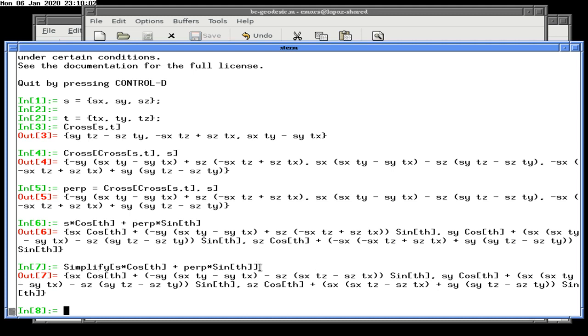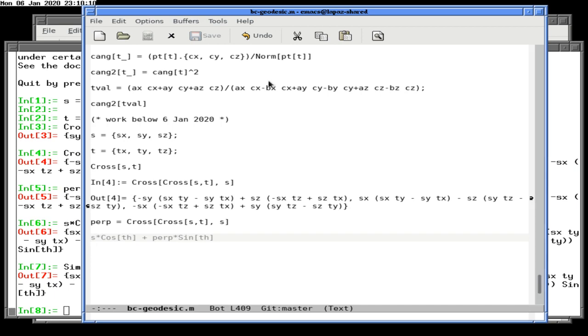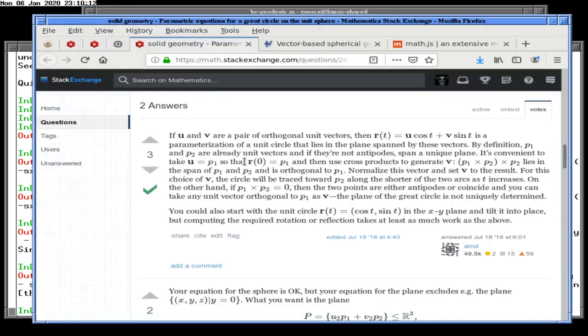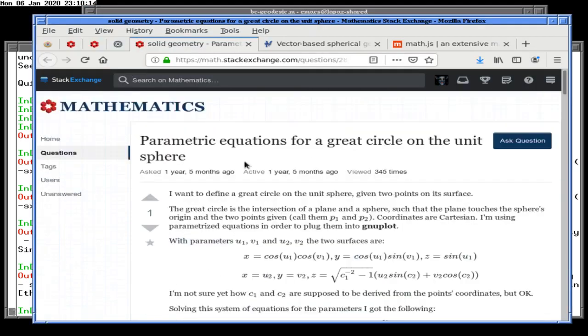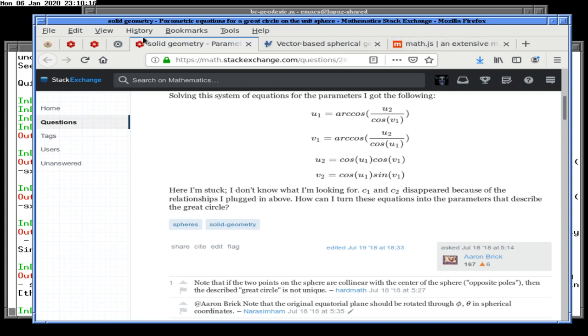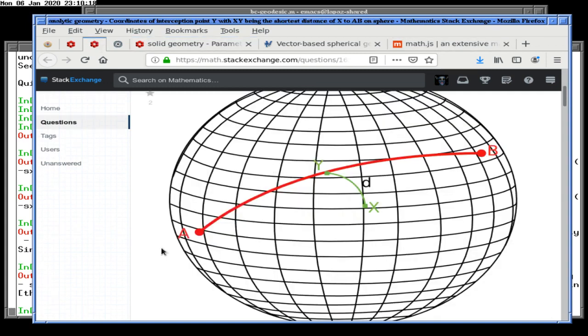Now we've got to be a little bit careful here, because for some values of theta we are beyond point T, and we're looking, let's see if we can find it, we're looking at points that are like over here or over here. I think, however, that is not a huge deal.